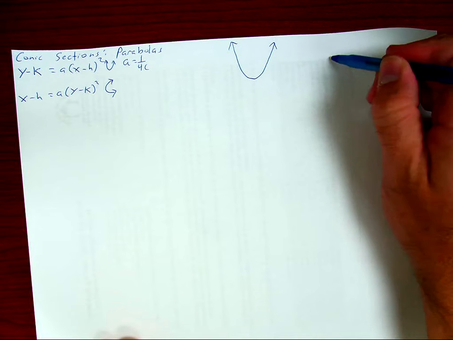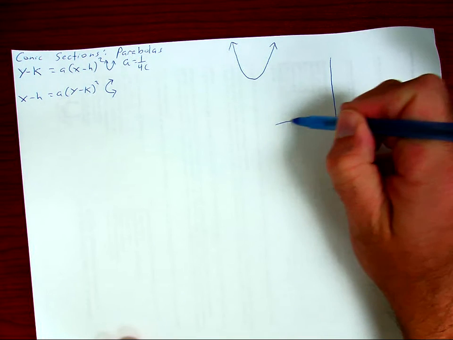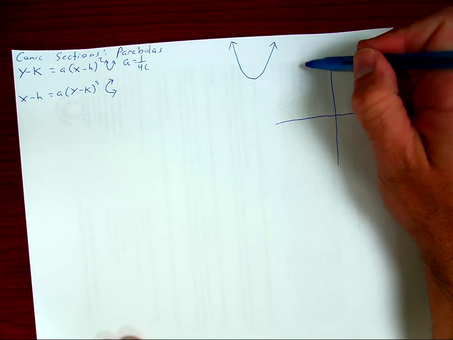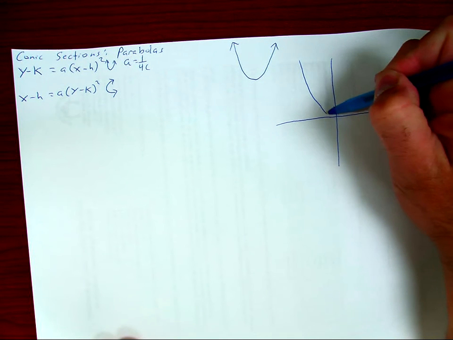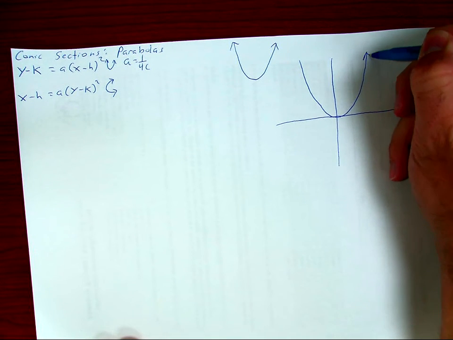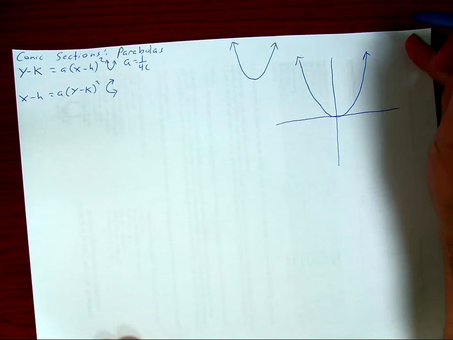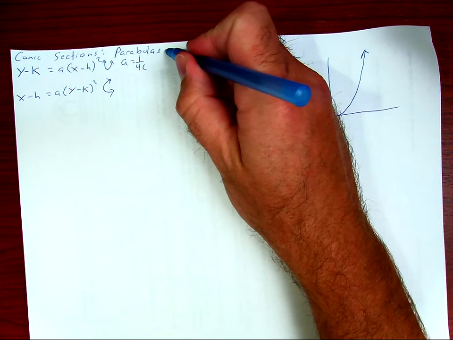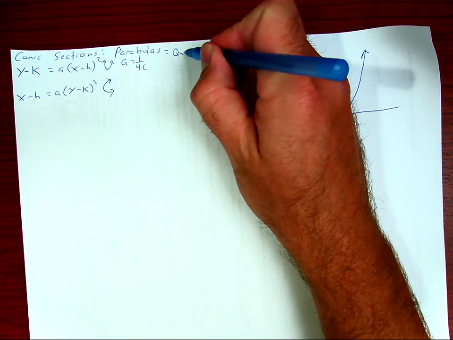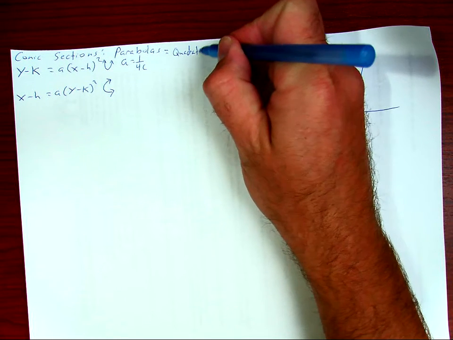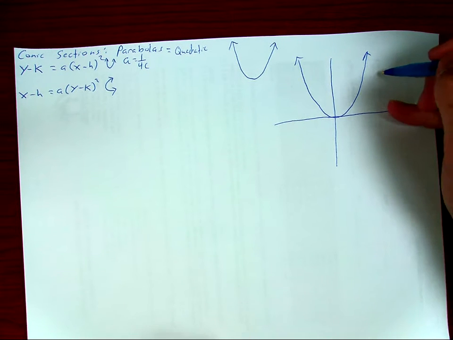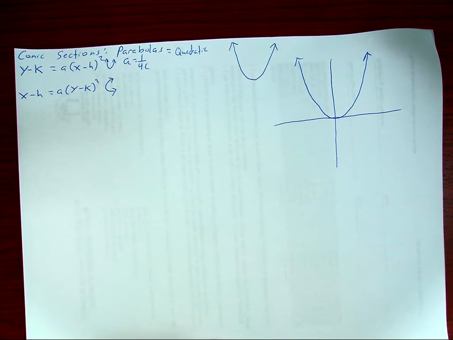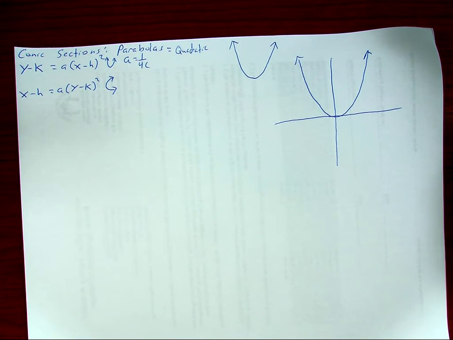All right, so I draw a coordinate plane here, and I'm just going to draw a generic parabola. Those of you who have been doing Algebra 2 will recognize this as the graph of the basic quadratic function. That's what a parabola is. A parabola is the graph of a quadratic function. So you've actually done most of this work already. We're just making it a little bit more formalized towards the end of Algebra 2.